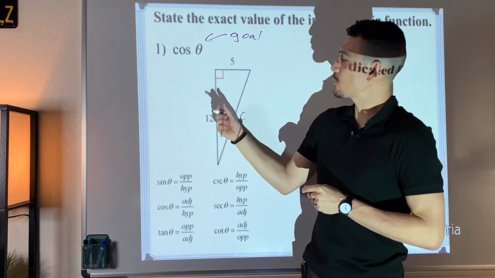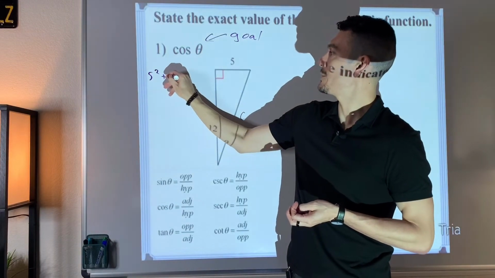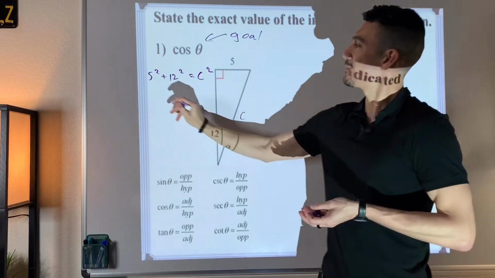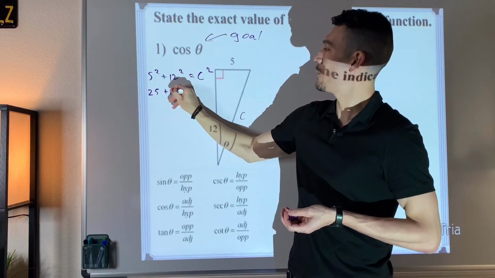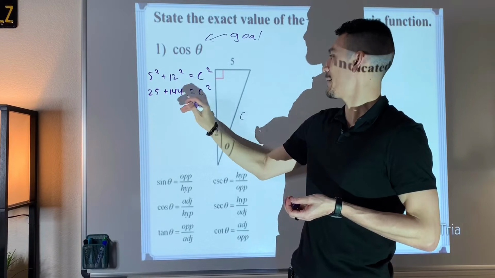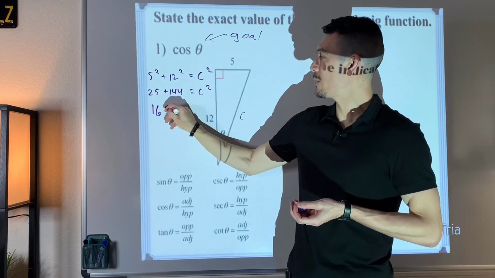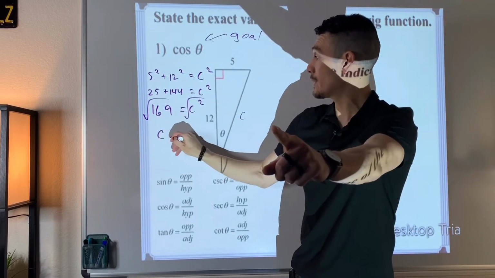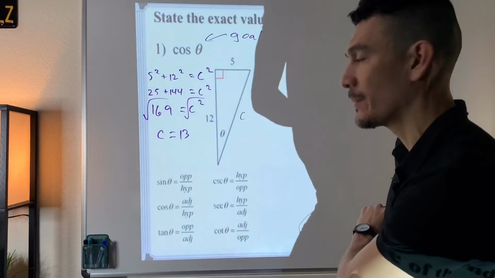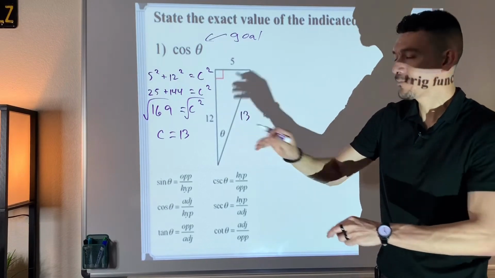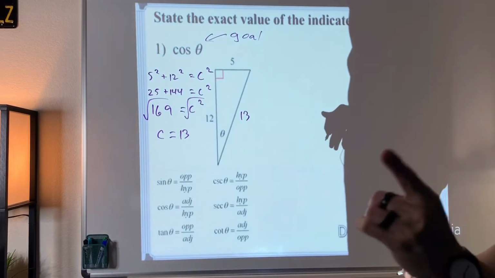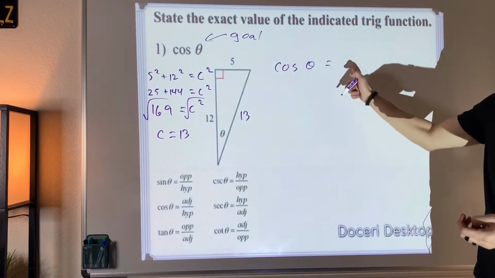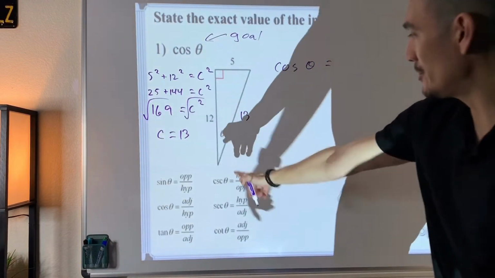So 5 squared plus 12 squared equals C squared, the Pythagorean theorem. 25 plus 144. Okay. 25 and 144 is 169. Square root both sides. Casio, it'll say 13. So the hypotenuse is 13. Okay? Get that out of the way. Now, what was the goal? The goal was to find cosine of theta. What does cosine of theta equal? Look at your cheat sheet.